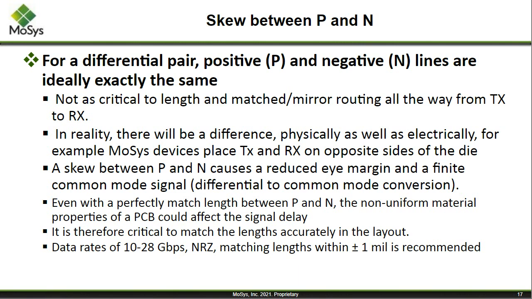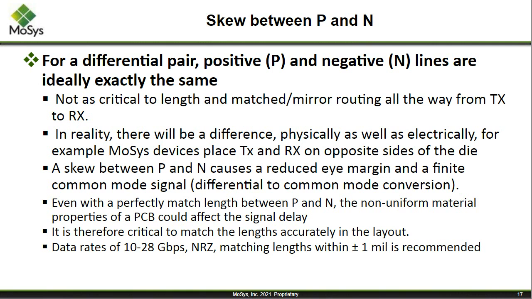And then again, we talked about how even with perfectly matched P and N pairs, there's non-uniformity in the materials themselves that could affect the signal, right? And there might be some coupling associated with that. So again, we talked about escaping from the PCB. Escaping from under your BGA device itself may cause some difference in routing because of that. And what you want to do is match those back up as soon as possible so that everything runs uniformly and together.